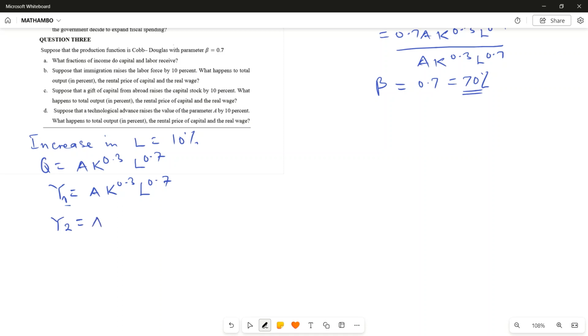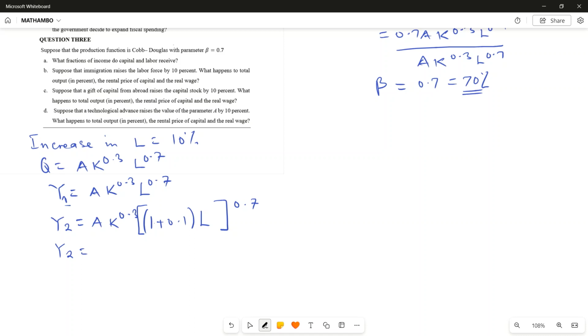So therefore our Y2 will be AK to the power 0.3 multiplied by labor, where there has been a 1 plus 0.1 increase in labor, and everything here has to be raised to power 0.7. The 0.1 is the 10% increase in labor. So in short, labor has increased by 10%. So this will be 1 plus 0.1, where the 0.1 is the 10%.